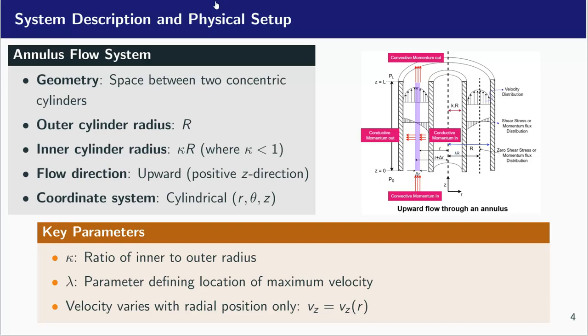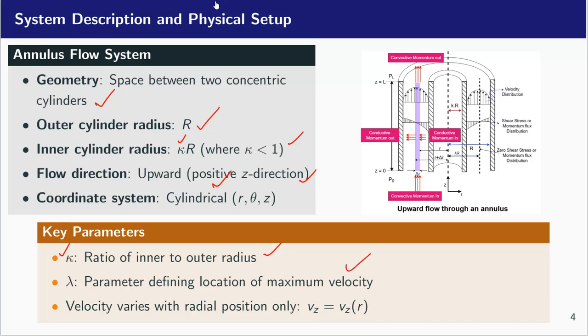Now the annular flow system: annular space means the space between two concentric cylinders. The outer cylinder radius is capital R, the inner cylinder radius is kappa R, where kappa is less than 1. The flow direction is upward, meaning the positive z direction. The coordinate system is cylindrical, so the r, theta, z system. Kappa is the ratio of inner to outer radius, and lambda is the parameter defining the location of maximum velocity, which we will find out.